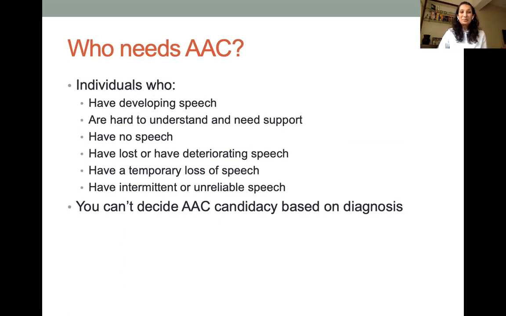Who needs AAC? Everybody. People who have developing speech, people who have hard to understand speech, people who have no speech, people who have lost their speech, who have a temporary loss of speech or have unreliable speech. For an example, my sister had her wisdom teeth removed, and that was a temporary loss of speech. She couldn't talk for that one day that she was in the hospital. So I actually made her a communication board so she could point out and call out to us, or say that she was in pain or communicate those needs at that time. So you can't decide AAC based on the diagnosis of the person.